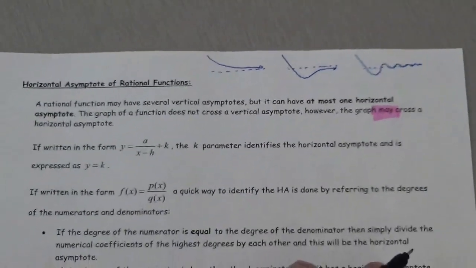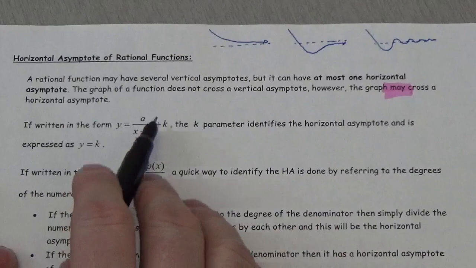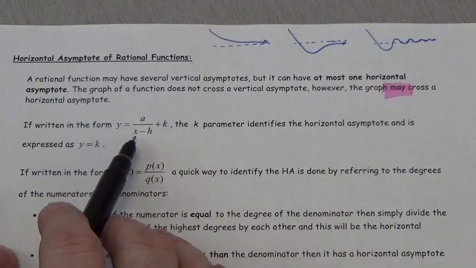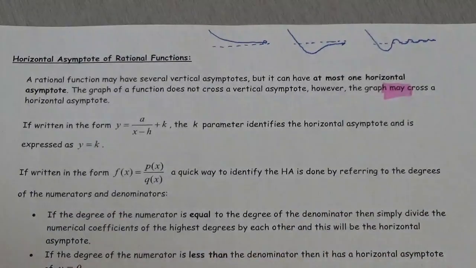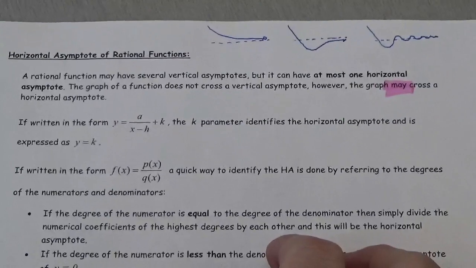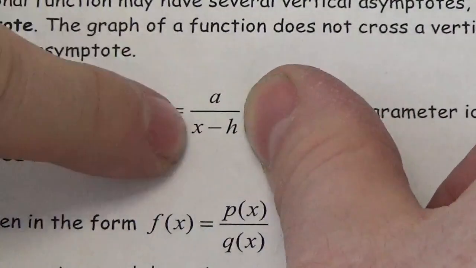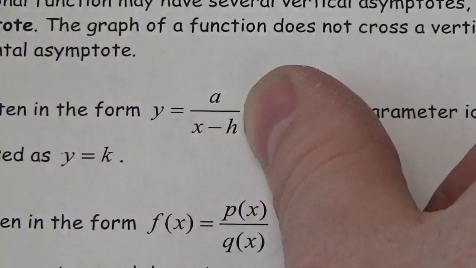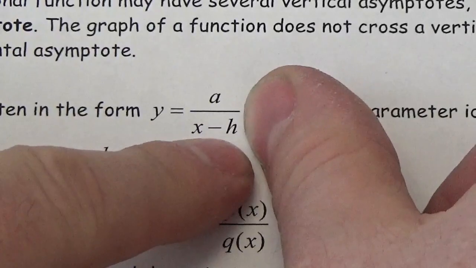Now, let's take a quick look here. When a rational function is written in the form a over x minus h, plus k, let's zoom in on this one a little bit. What we're getting here is a couple of transformations of the basic rational function. There's been a vertical stretch and a horizontal translation.